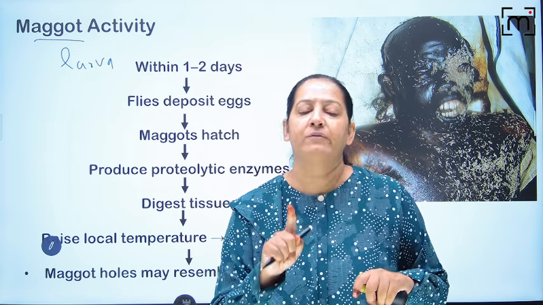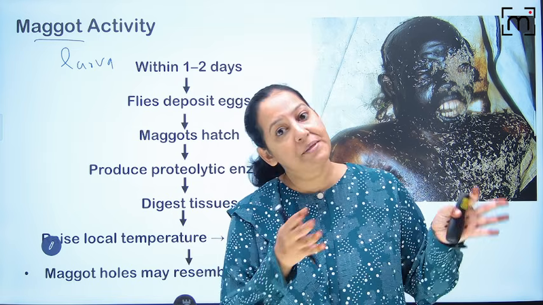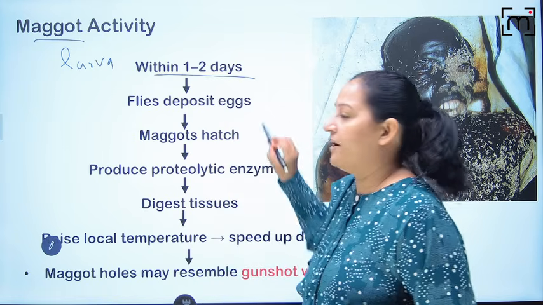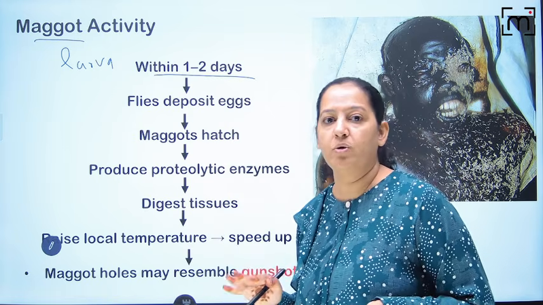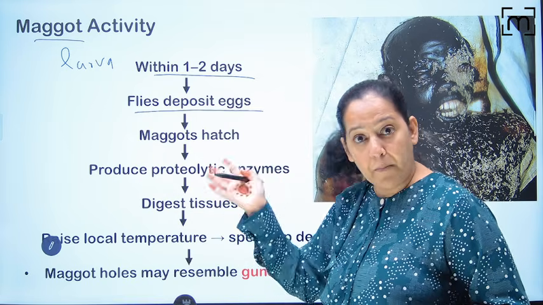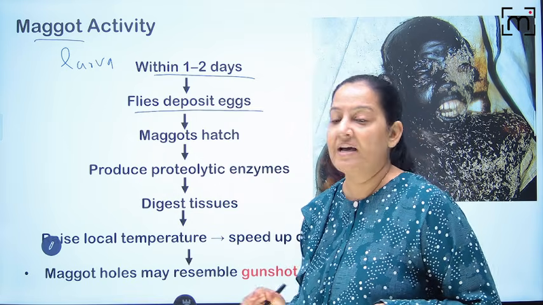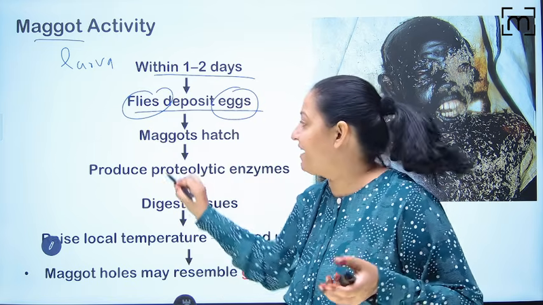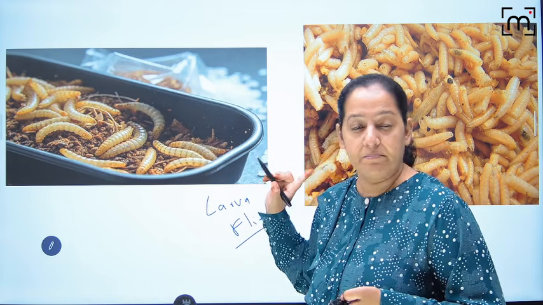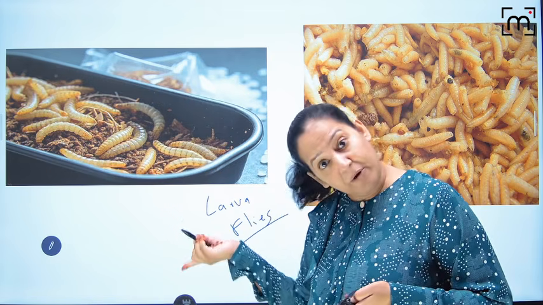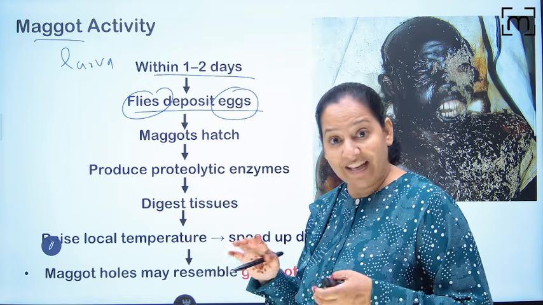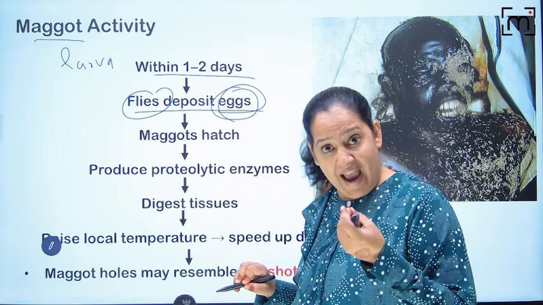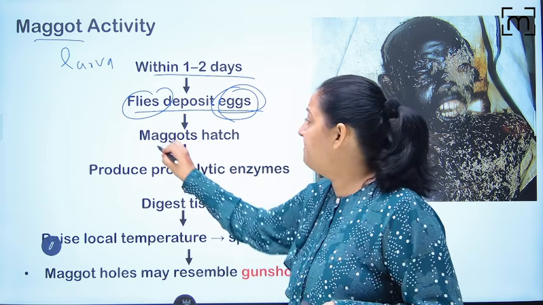It was giving color changes initially. But later on, maggots add to the destruction. Maggot is external. Within 1 to 2 days, if the dead body is not secured, flies come on the dead body. And once the flies come, they lay eggs. Maggots don't come on the dead body; flies come. Flies will lay hundreds, thousands of eggs on the dead body. When the eggs hatch in the next 1 to 2 days, maggots will come out.